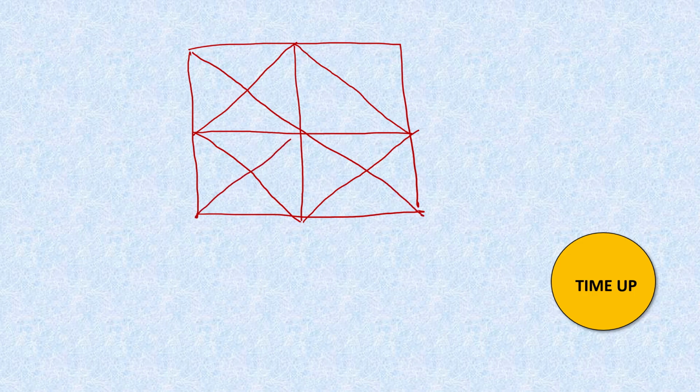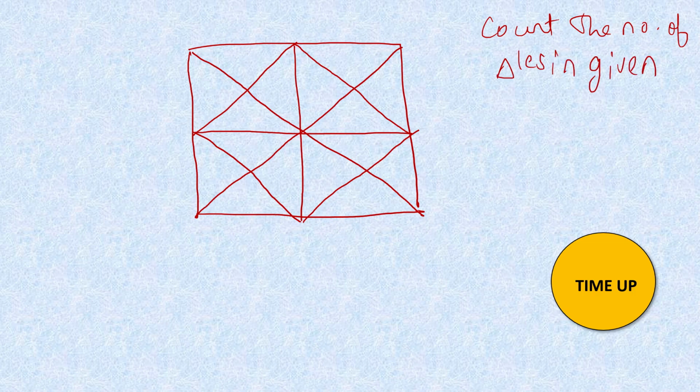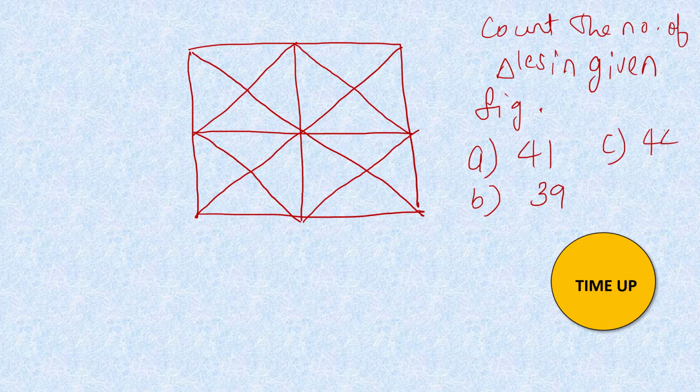Okay, so this is your figure. Count the number of triangles in the given figure. Tell me the answer. Option A is 41, option B is 39, option C is 44, and option D is 50. Take your time and tell me the answer. How many triangles are there in the given figure?